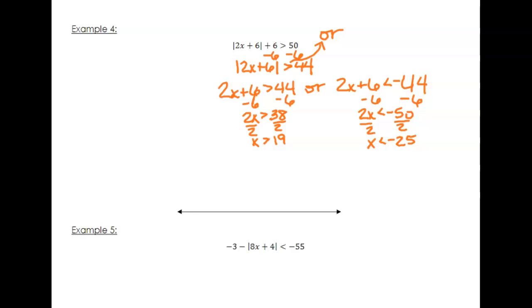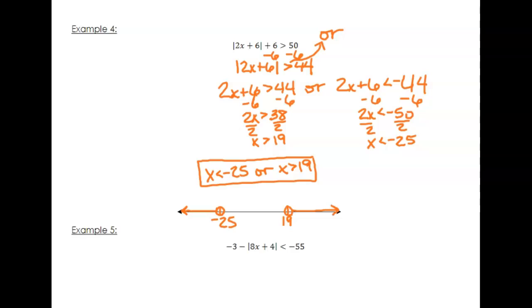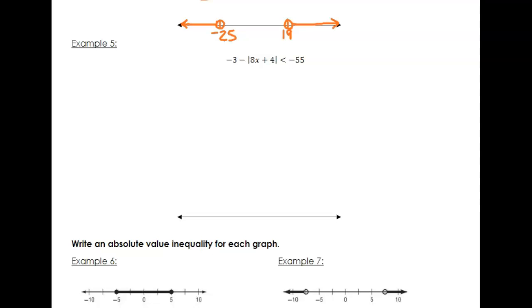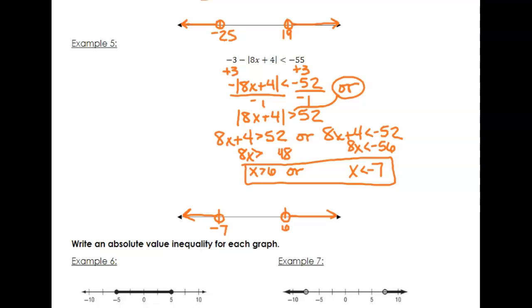Since it is an OR inequality, I'm going to go ahead and write up here that x is less than -25, or x is greater than 19. That's my solution. And when I graph, I have open points shaded outside. 19, open point, shaded outside. Example 5, pause the video and try it on your own. When you're finished, check back for the answer. Check your answer with number 5.